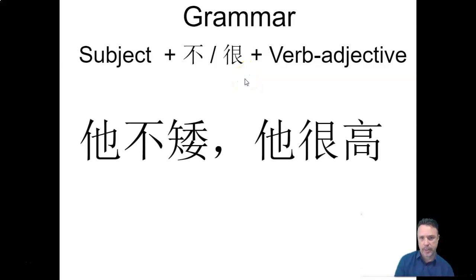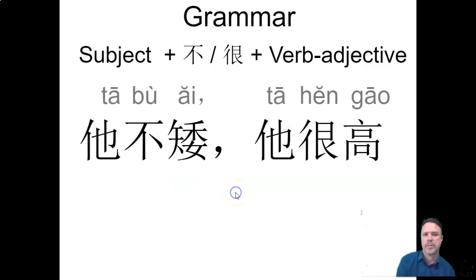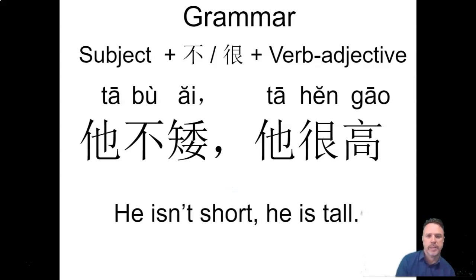So we've got one sentence there with the two parts of that sentence that follow this pattern. All right, you recognize any of those characters? I kind of hope you do. Here's the pinyin. Now, 他不矮，他很高。So what does that mean? Well, he isn't short, he's tall.